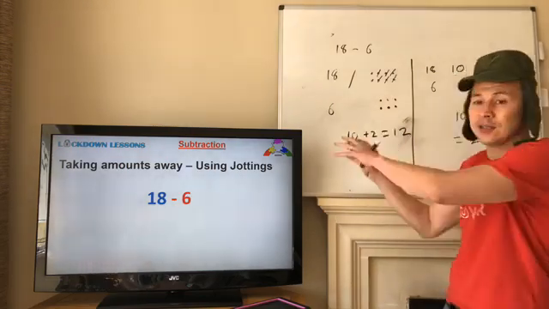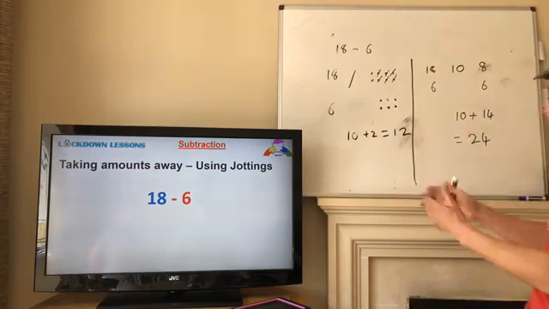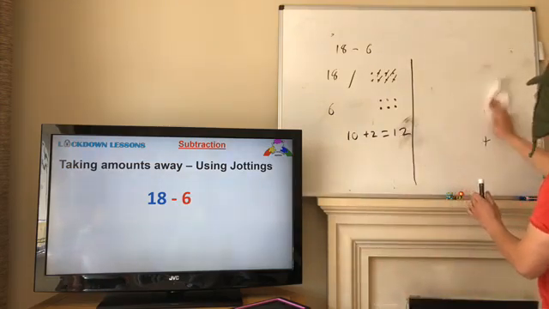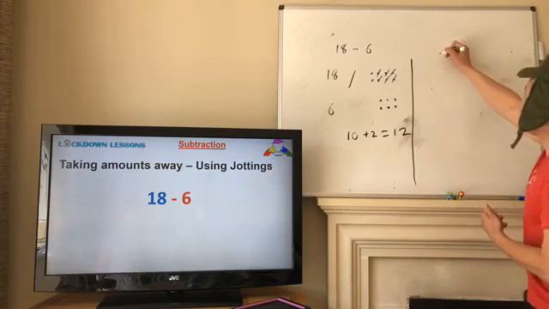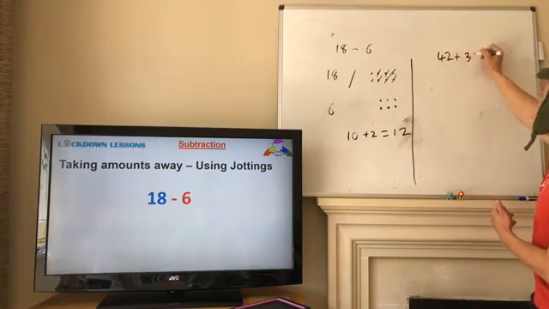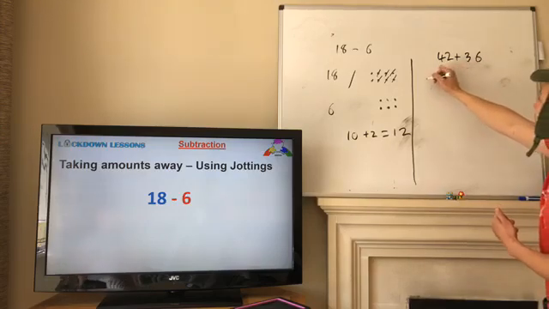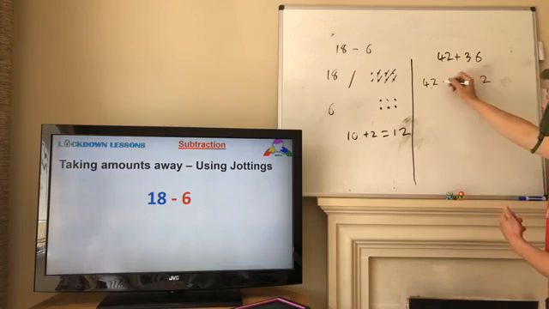You don't need to use these jottings for everything. So we can split them up. That's a clear method. I'll just show you that with a slightly more complicated example. So if we had 42 plus 36, we could do, well, we've got 42 is 40 and 2.